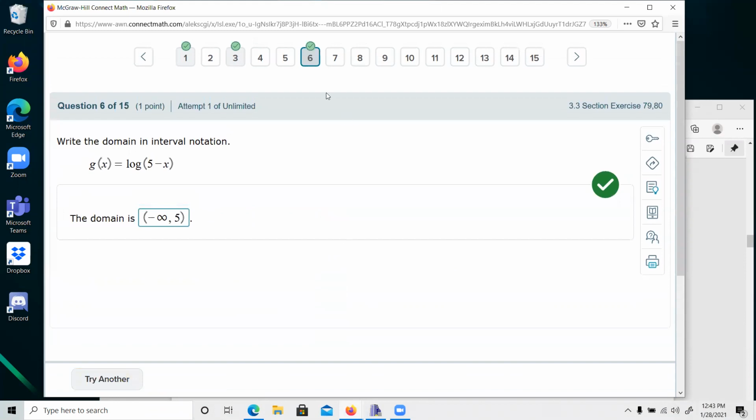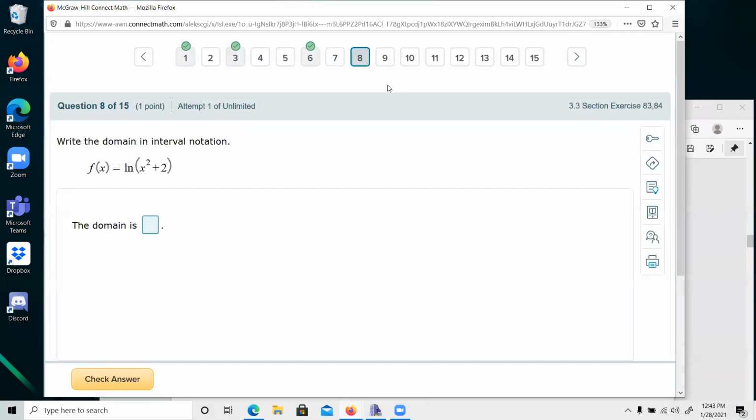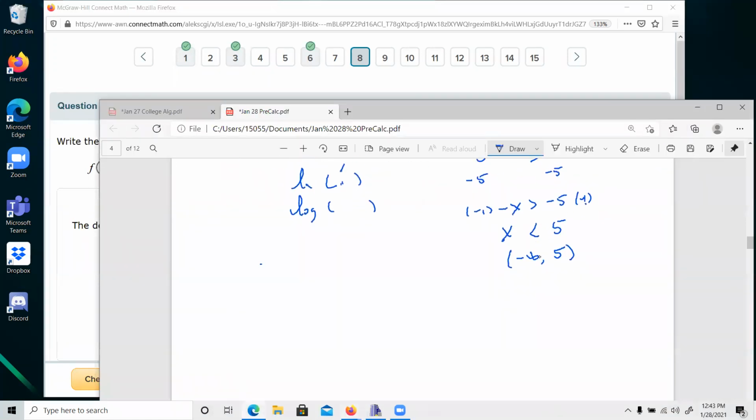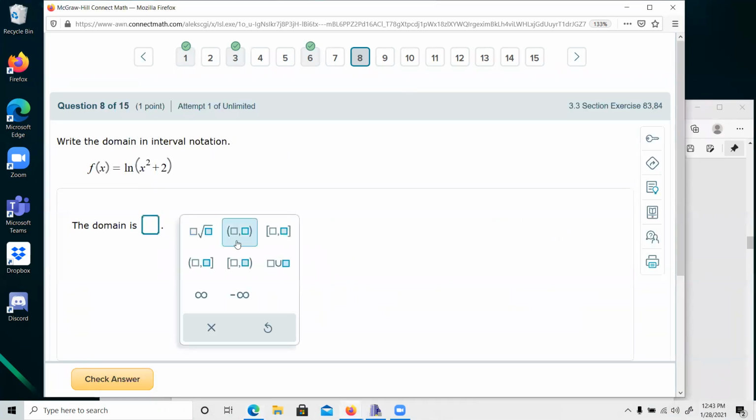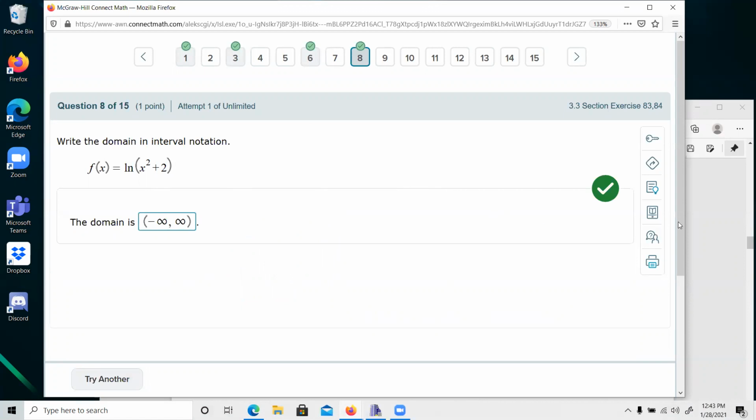All right, up here. Not this one. Where was it? This one. Okay, natural log of x squared plus 2. What's the graph of x squared plus 2 look like? Looks like that. That's always positive. Doesn't matter what x is at all. It's always positive. So for this function, the domain is everything. So those are the nice ones.